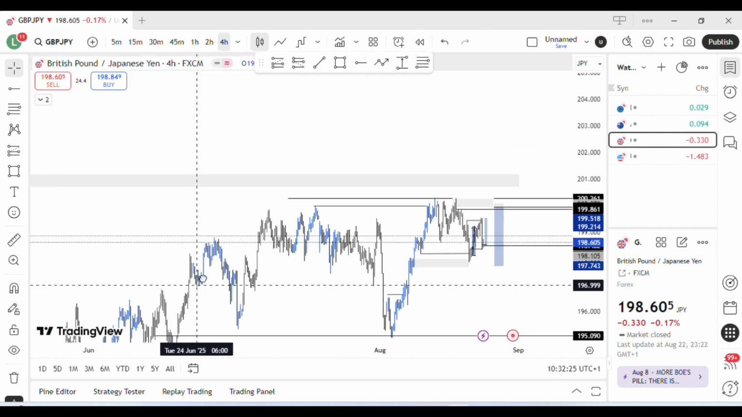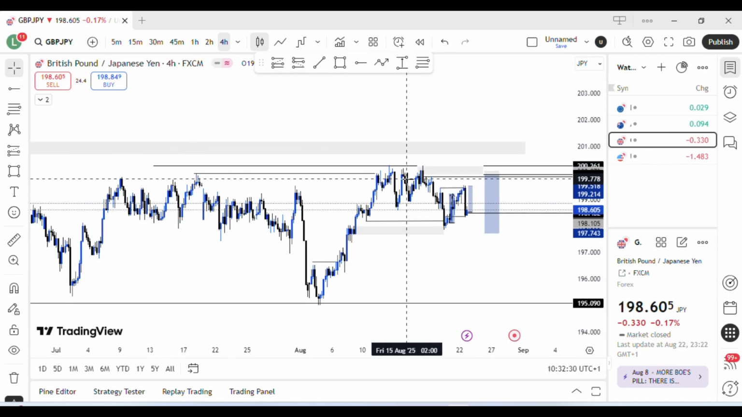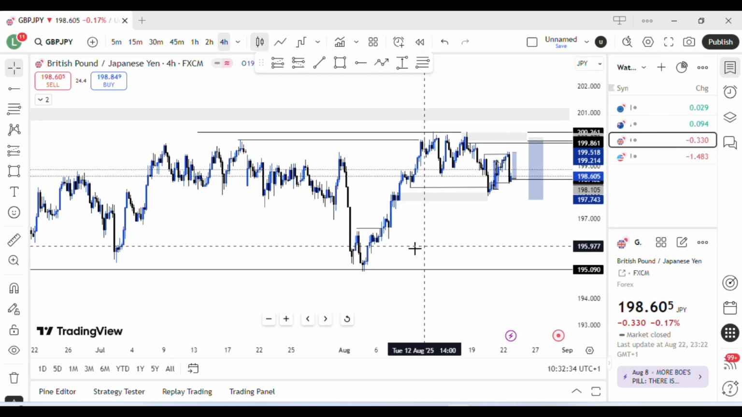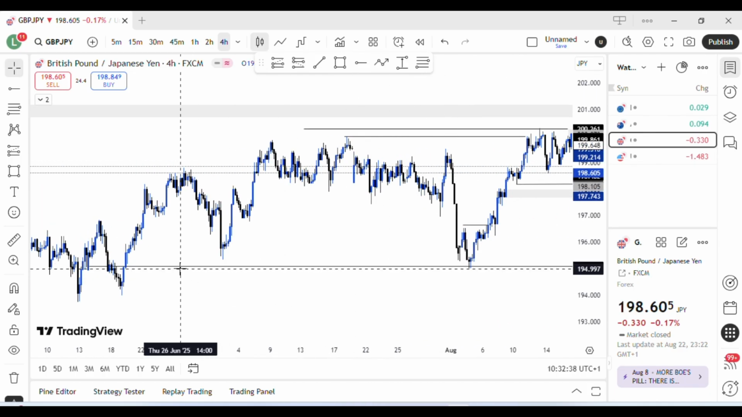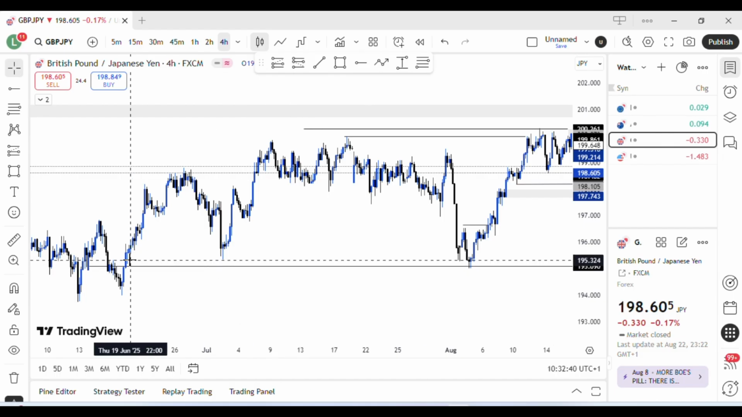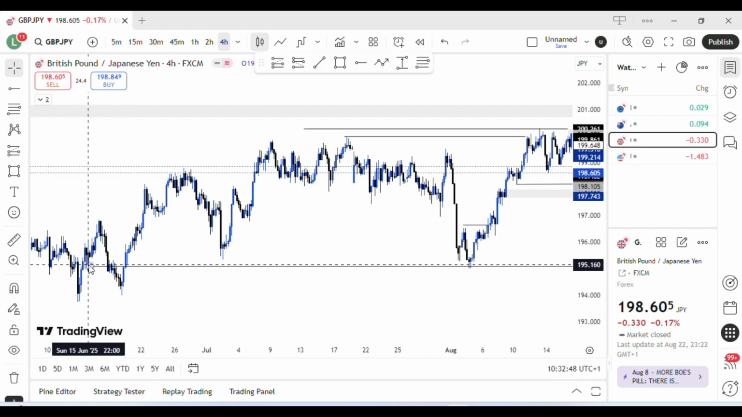Okay, here we have a break of structure, and this is our protected high and our protected low. Don't forget that this is our protected low. It went up when it mitigates the breaker block. Here we have the breaker block.